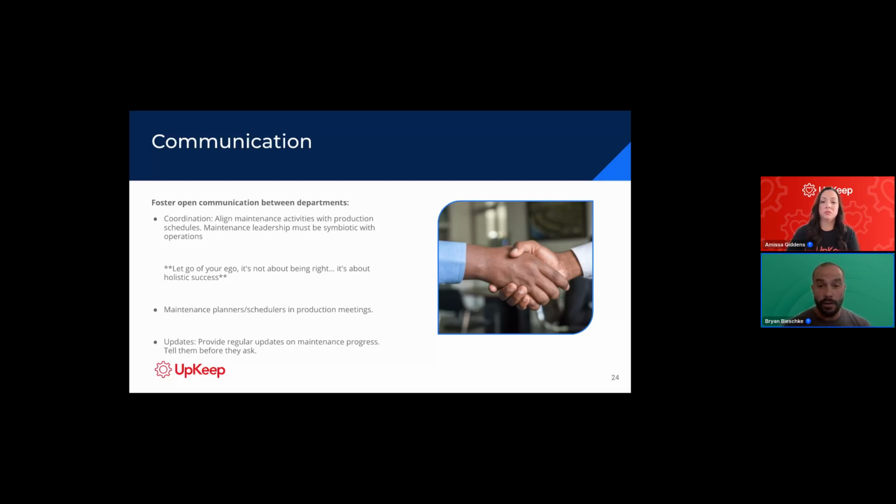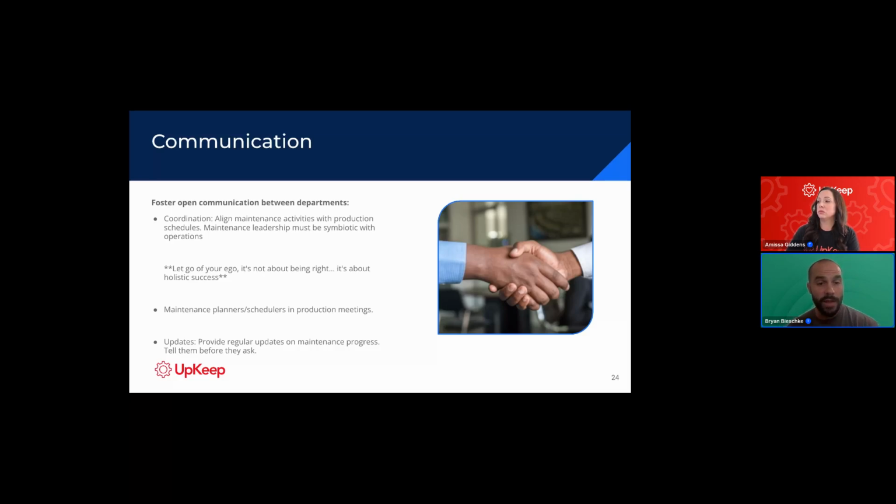And then another non-negotiable, maintenance planners and schedulers need to be in production meetings. Whatever that means to you, that's something that should be at the top of your list. It keeps the maintenance planner and the scheduler abreast of what's happening day to day and week to week and possibly month to month. So it keeps them working in the future week as opposed to working in the current week.